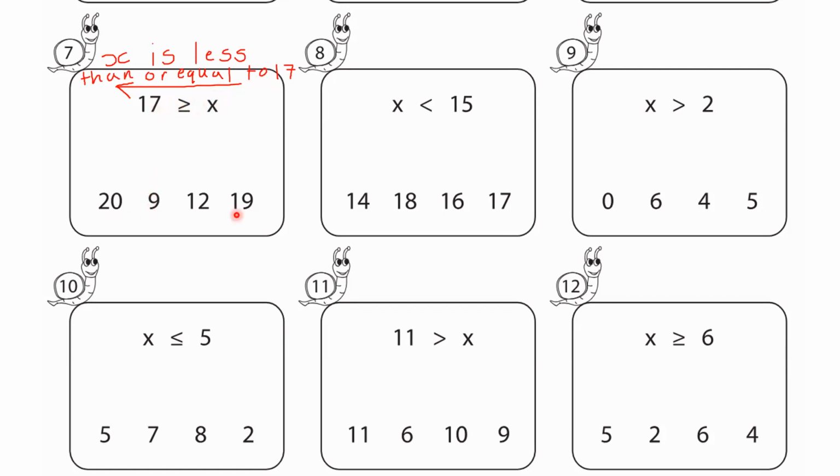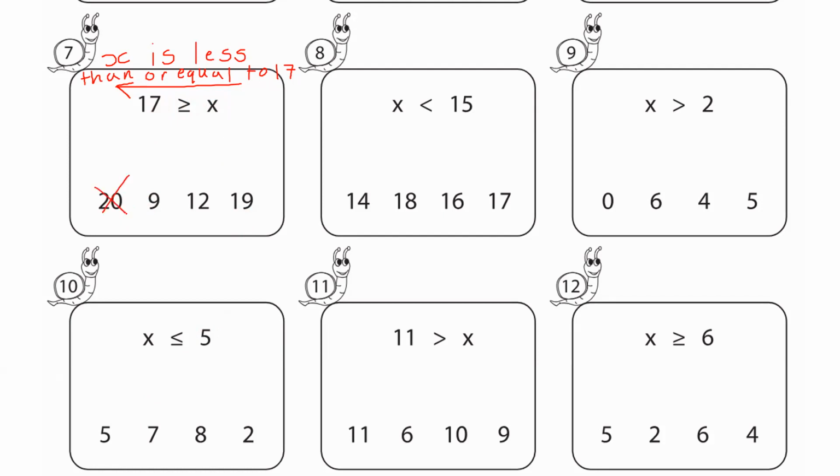Now, what numbers satisfy this inequality? X is less than or equal to 17. It's going to be 9 and 12. Let's start off with 20. Does 20 work for X? No, 20 does not.